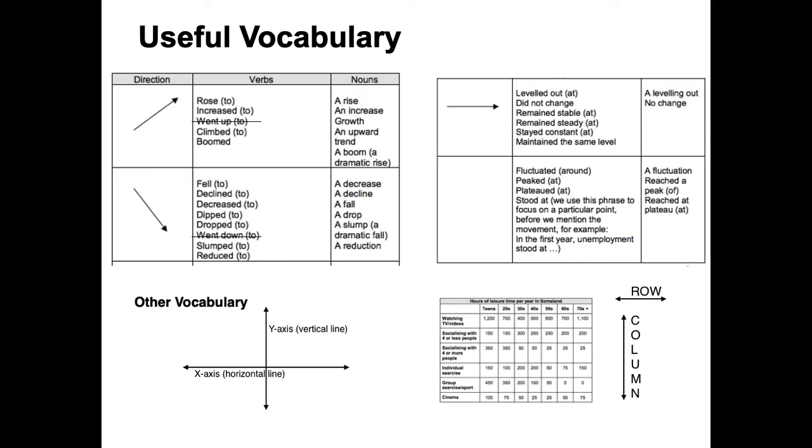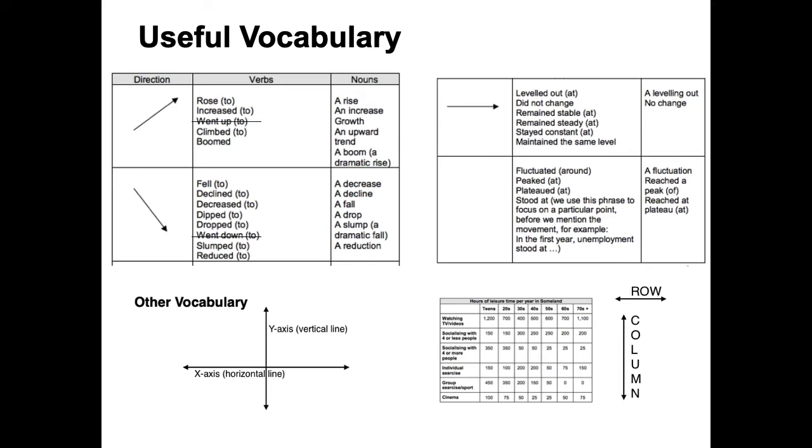Other vocabulary that you should know, and this borrows from your math classes. So for instance, x-axis and y-axis, that's very important to explain in a line graph. You can also say vertical line or horizontal line. X-axis, y-axis shows that you have a bit more sophisticated vocabulary. When you're explaining a table, you can talk about rows. Rows go side to side, and columns go up and down.